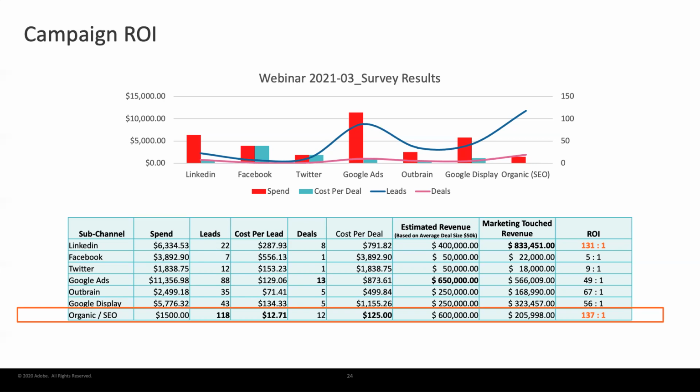Twitter, a little bit better than Facebook, not much, not surprising considering that these would be metrics that we'd be looking at for a B2B.